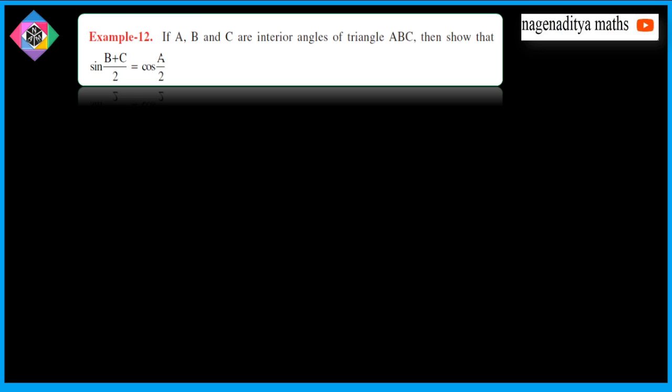Example: if A, B and C are interior angles of triangle ABC, then show that sine of (B plus C) by 2 is equal to cos A by 2.